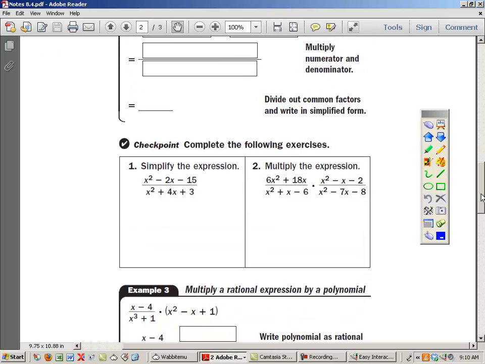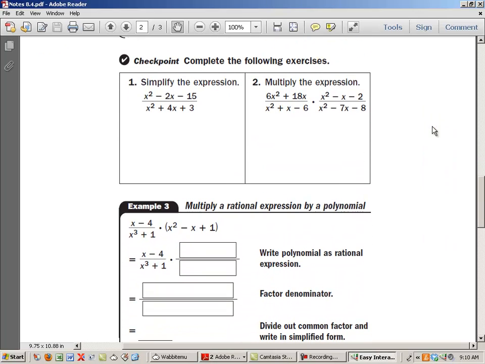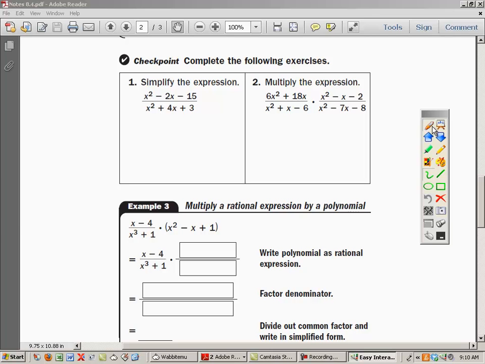Why don't you guys try a couple of checkpoint problems? Remember, factor first and then simplify.